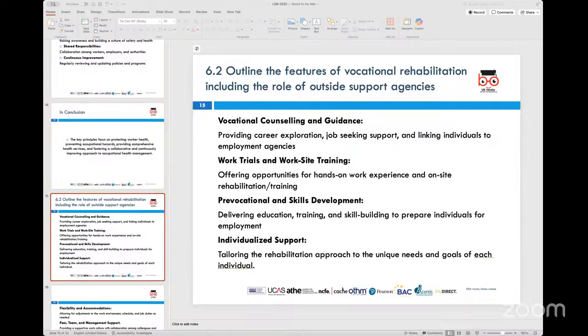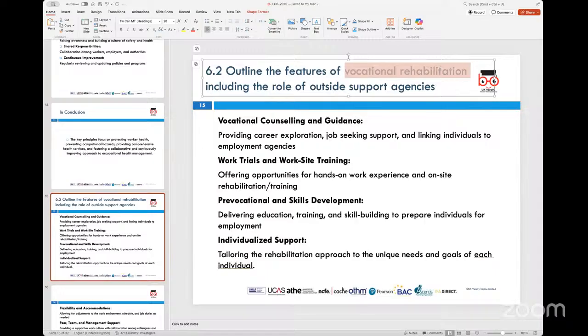Now, when we talk about vocational rehabilitation, that's the key word that we need to understand. What is vocational rehabilitation? If I essentially look at the meaning of the word vocational, I don't know how many of you understand it, but when we talk about vocational, we mean it's related to occupation, related to your employment. That is why the word vocational.